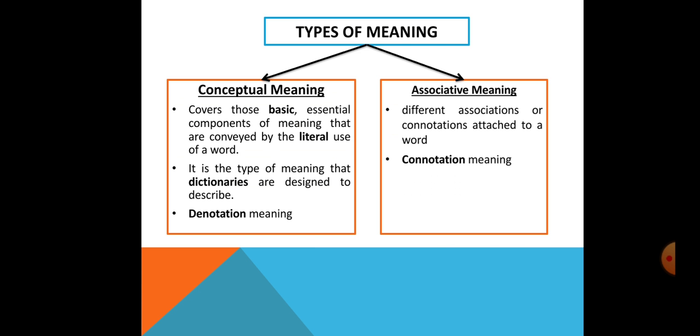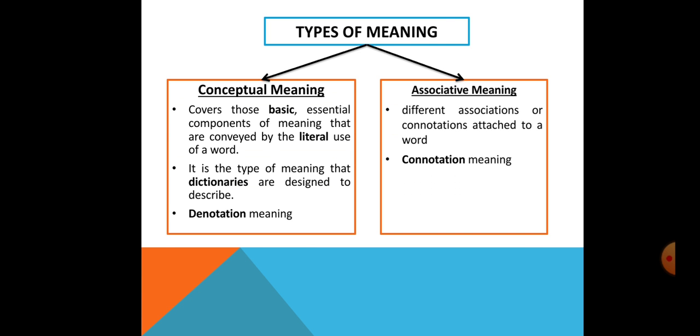Conceptual meaning covers those basic essential components of meaning that are conveyed by the literal use of a word. So it is the type of meaning that dictionaries are designed to describe, and it is called denotative meaning. So conceptual meaning is also denotative meaning, which means we will see the word literally as in the dictionaries. Meanwhile, associative meaning is connotative meaning. It is the different association or connotation attached to a word.